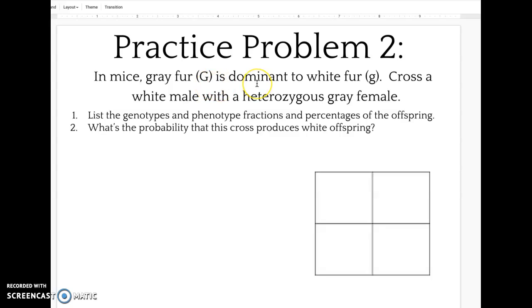So the first thing you do is you read the problem and you make a key. Okay, then you're going to write out what the parents are. So it says cross a white male with a heterozygous gray female. That's our parents. After that, we'll make the Punnett square and then we'll write the outcomes. Okay, so it says list the genotypes and phenotype fractions and percentages of the offspring, and what's the probability that this cross produces a white offspring. So a couple questions here.